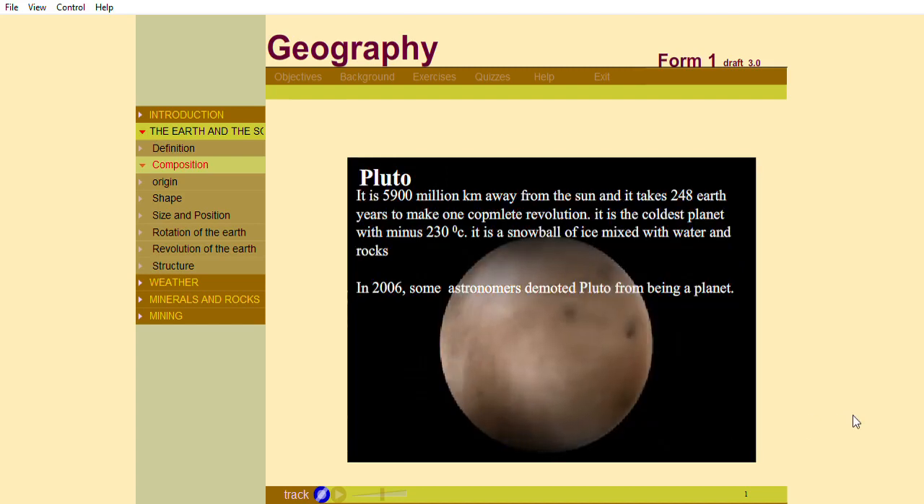Pluto. It is 5,900 million kilometers away from the sun and it takes 248 Earth years to make one complete revolution. It is the coldest planet with minus 230 degrees Celsius. It is a snowball of ice mixed with water and rocks. In 2006, some astronomers demoted Pluto from being a planet.